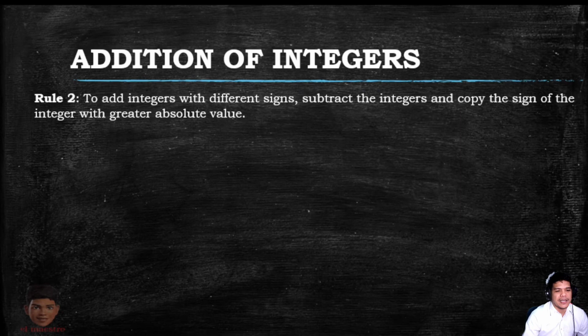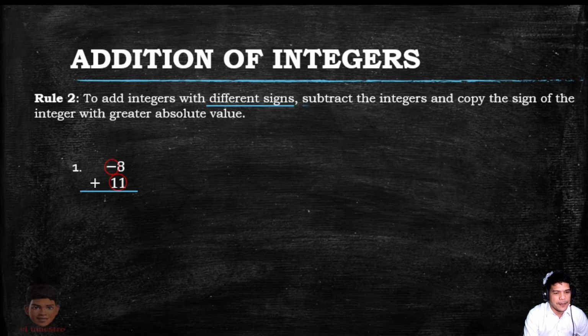Okay. Let's check the operation. The operation is addition. But when we check the signs, they are not the same sign. One is negative, the other is positive. So it falls under rule number 2. Rule number 2 says that if the signs are different, subtract the integers. We subtract the integers because they do not have the same sign.